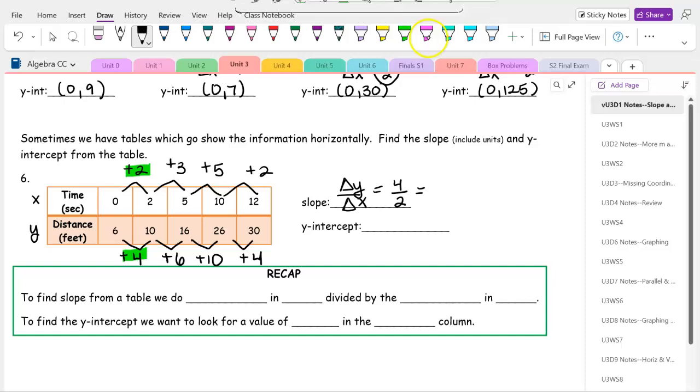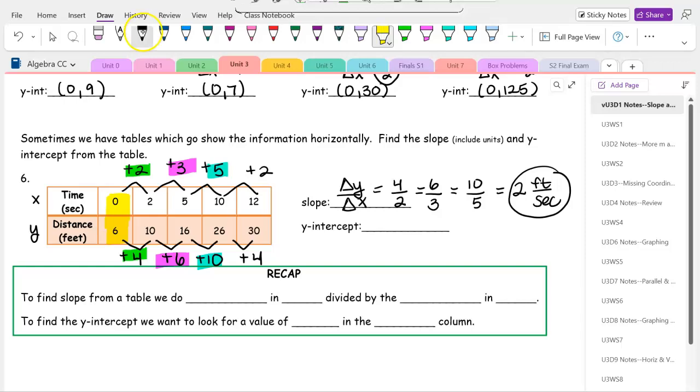All right, well, guess what? What if you did 6 divided by 3? Okay, but what if you decided to do 10 divided by 5? So what you should notice here, and then back to 4 divided by 2, all of these reduce to 2. It doesn't matter which ones you use as long as you do change in y over change in x. And again, when you have units, you're going to divide your units in the same way. So y over x is feet over second. And that is our slope, or our rate. Your y-intercept, you're still going to do that 0, comma. It's just this time it'll look like this.